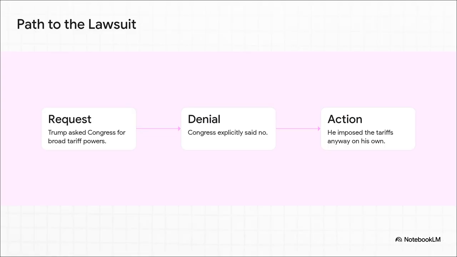And look, this wasn't just some misunderstanding of the rules. This sequence of events is absolutely critical to the case. During his presidency, Donald Trump actually went to Congress. He asked them for this broad tariff power. Congress looked at the request and explicitly said no. He then imposed the tariffs anyway, and that action is exactly what triggered this entire legal battle.